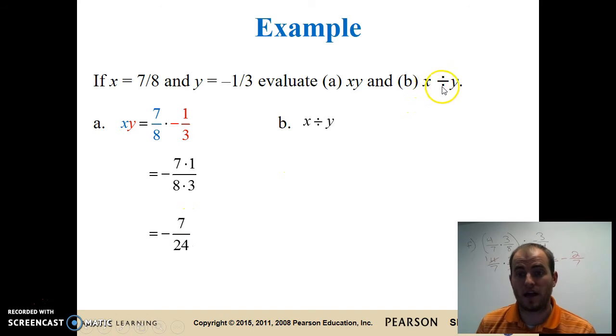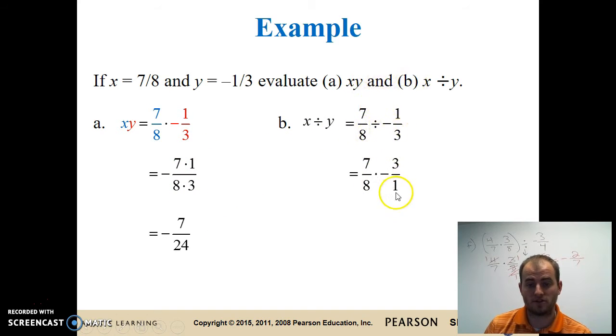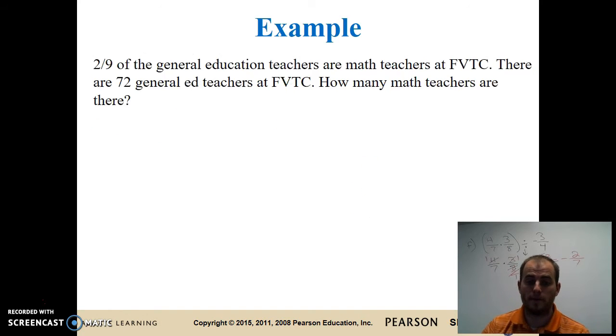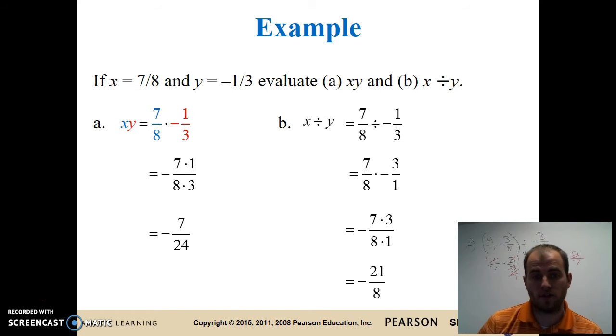Now let's do the same thing, x divided by y. So now it would be 7/8 divided by negative 1/3. So just to review, you multiply straight across, and you can reduce first. To divide, you flip the second one, the divisor, and you multiply. Again, you would want to reduce first if you can, which you can't. So you get negative 21 over 8, which is the same thing as negative 2 and 5/8.